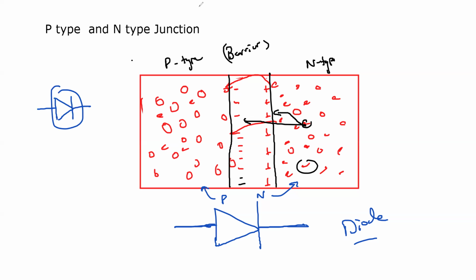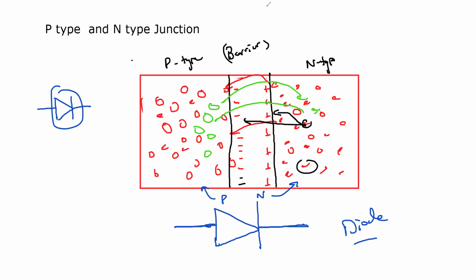So the p type is having majority of holes, and n type majority of electrons. These electrons jump. When they jump, one side will get a negative charge, one side will get a positive. So between the p and n type semiconductor, there is always a barrier.